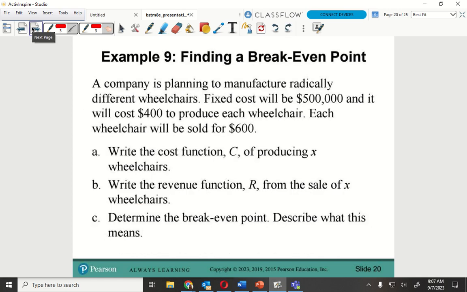Now we're going to go through finding the break-even point. A company is planning to manufacture radically different wheelchairs. Fixed cost will be $500,000, and it will cost $400 to produce each wheelchair. Each wheelchair will be sold for $600.